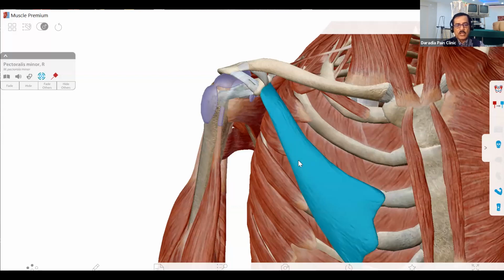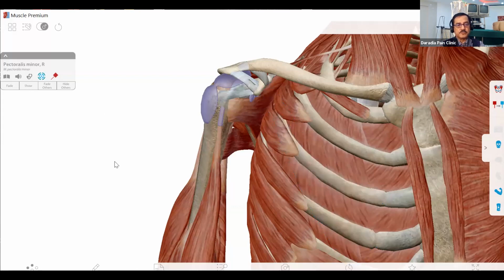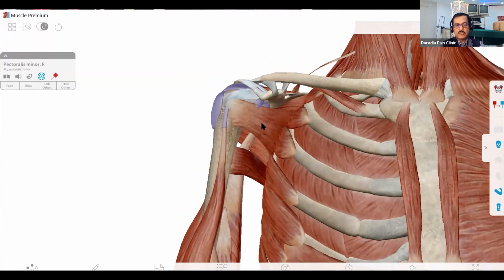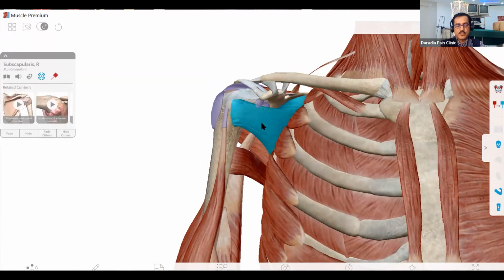Okay, let me remove this pectoralis minor also. So now, what is this muscle? This is your subscapularis. So what are the origin and insertion of the subscapularis? Origin is from the anterior surface of the scapula and it is inserted at the lesser tubercle. So what is its action? Action is internal rotation.